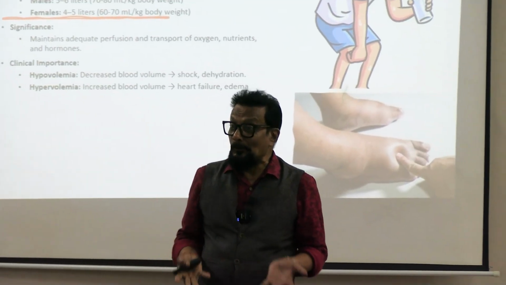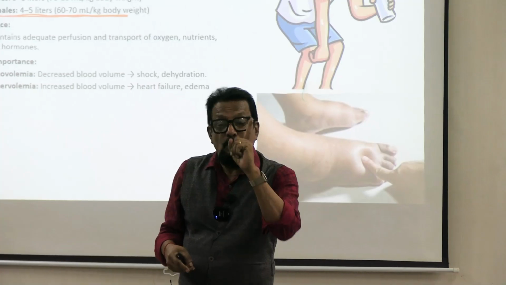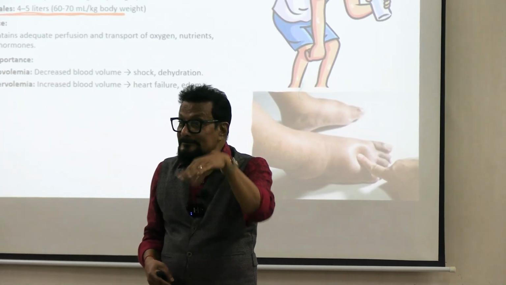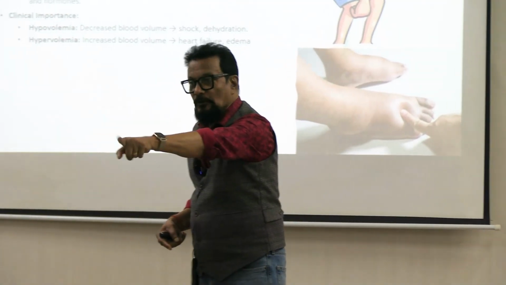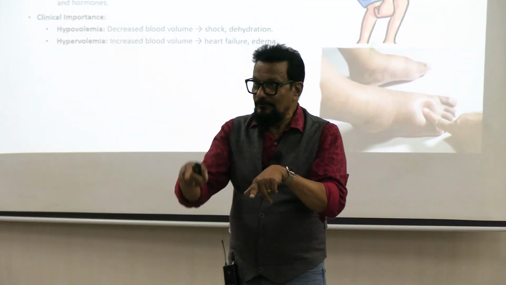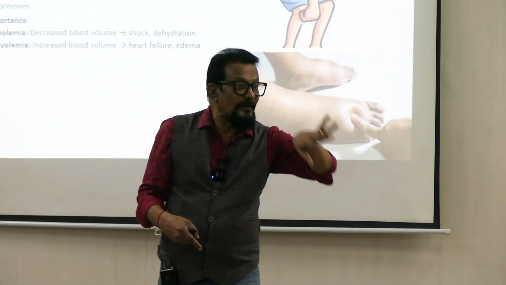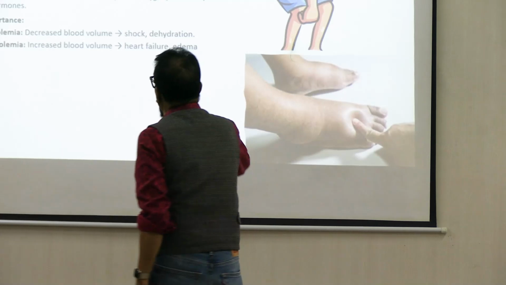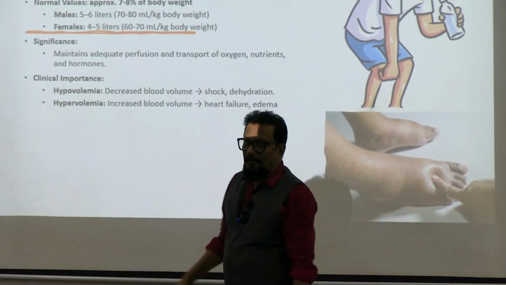Means blood is more in your body. This is called hypervolemia, more than the normal amount. Hypovolemia means less than 4 liters for you. For them it is less than 3.5 liters. So this is hypovolemia. And hypervolemia occurs in heart failure, in edema.